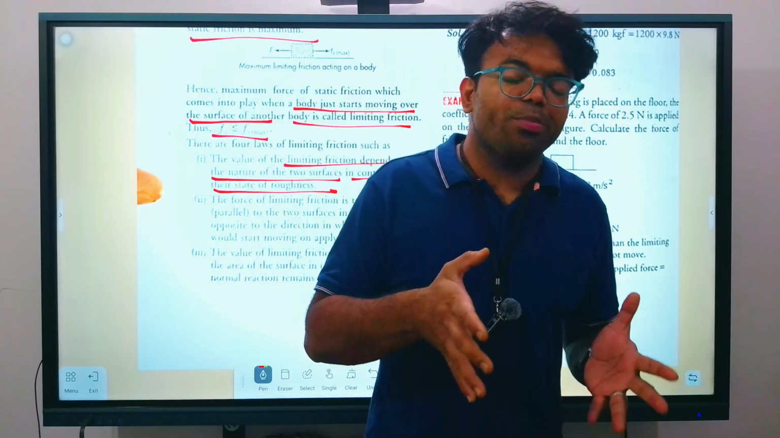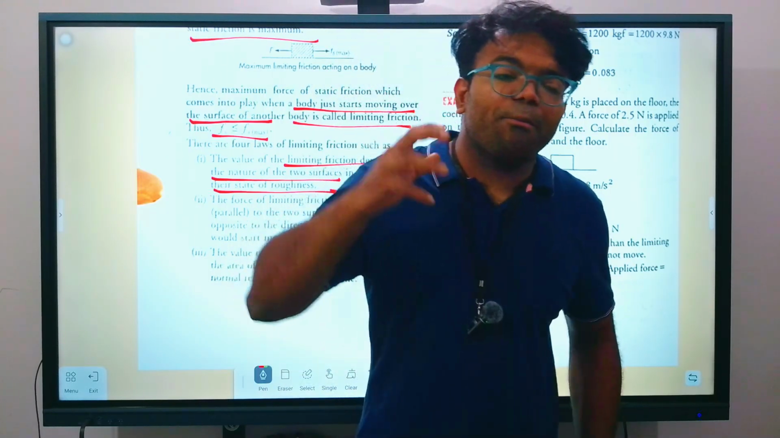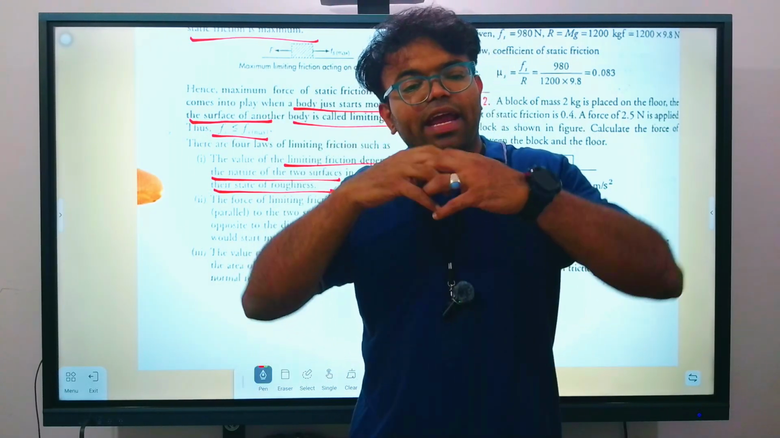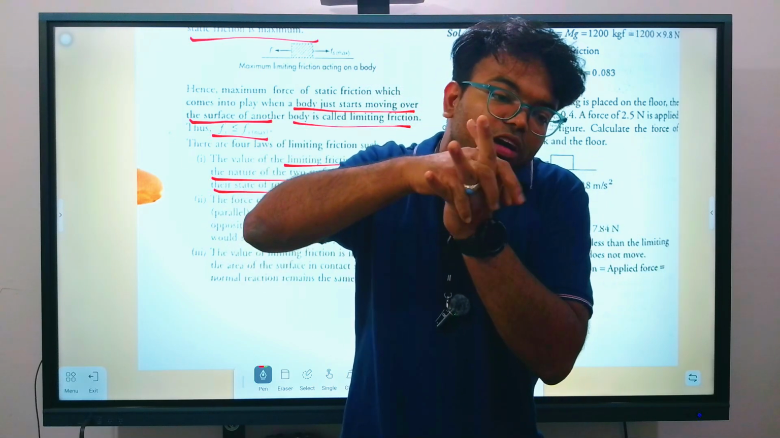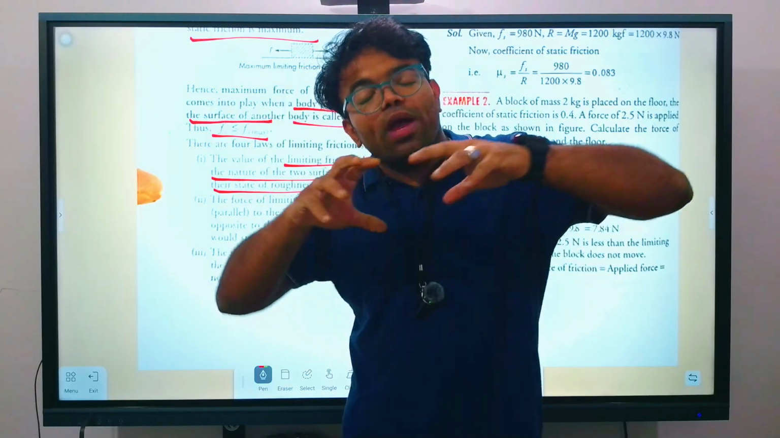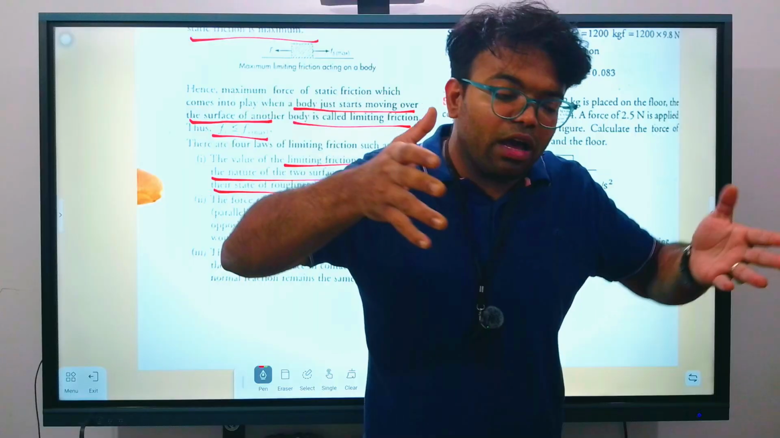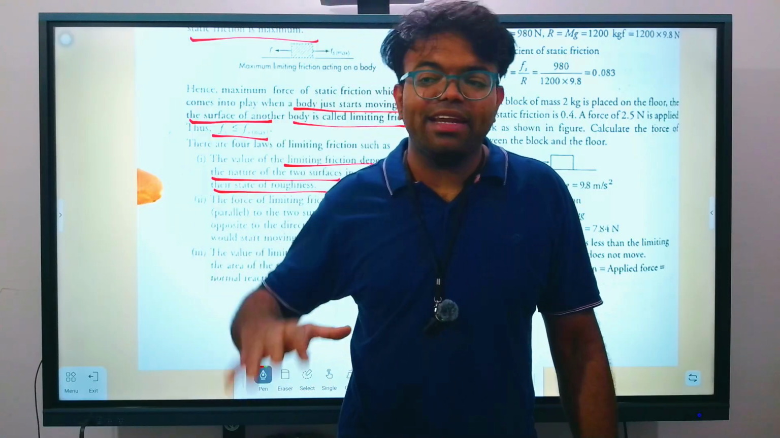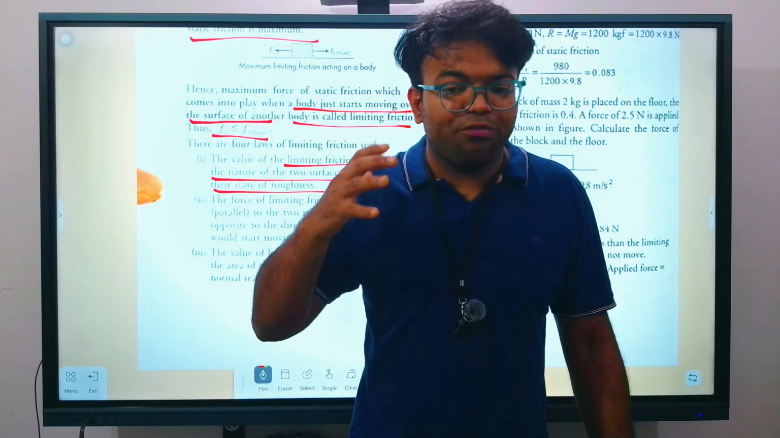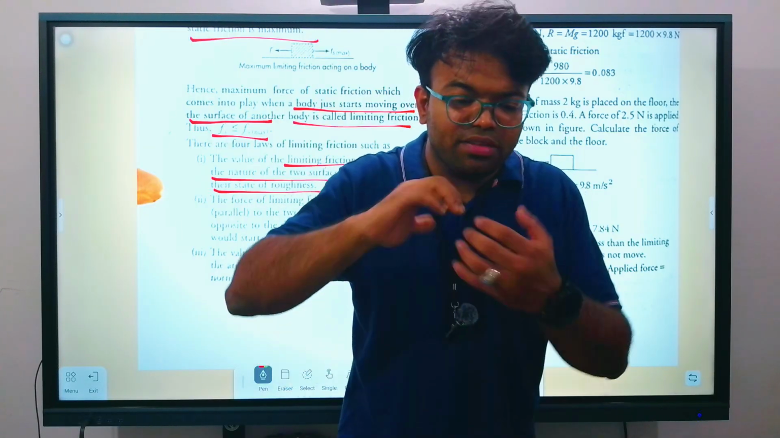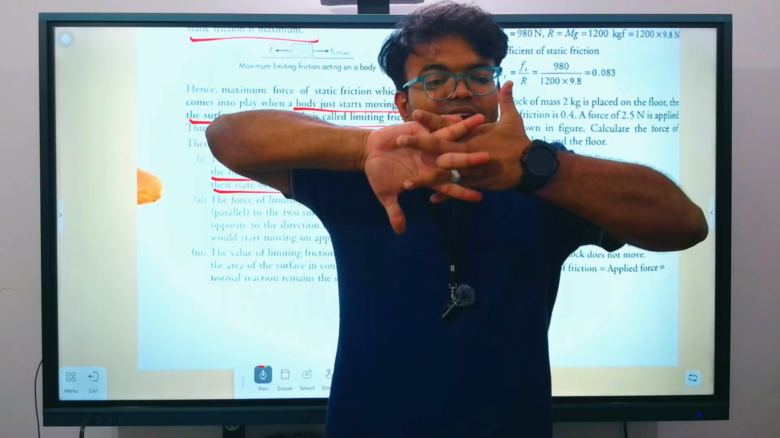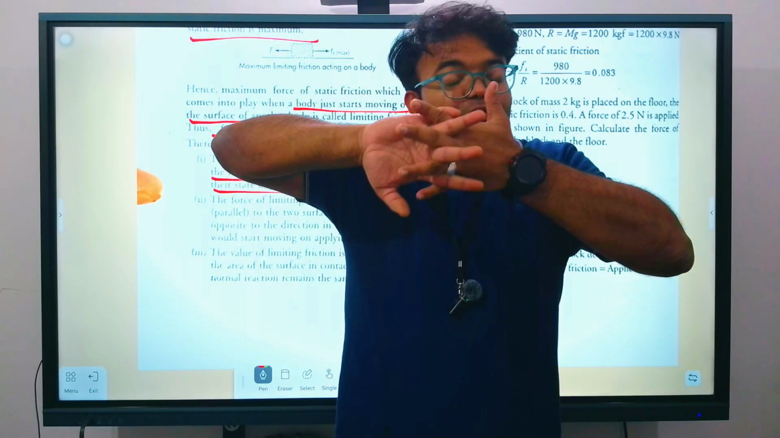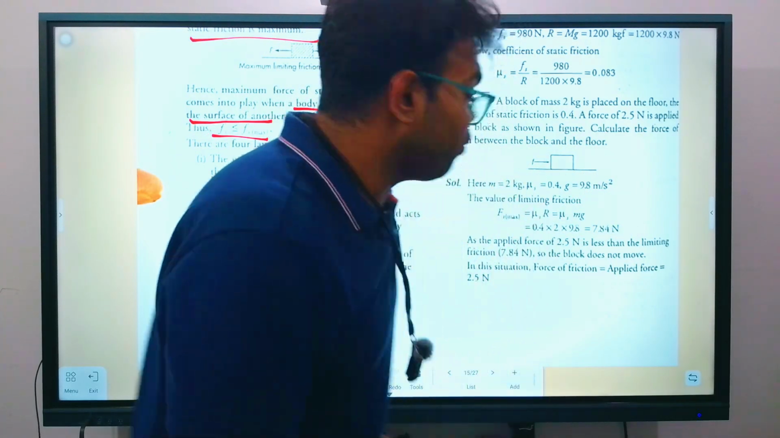So when you place one object on top of another object, at a microscopic level the irregularities of both the objects try to mangle with each other. They interlock their irregularities, and then when we try to move one object on the surface of another object, the force required to overcome this interlocking is what is called friction.